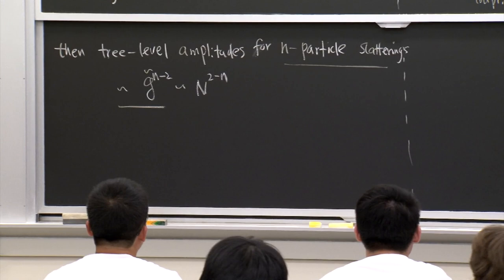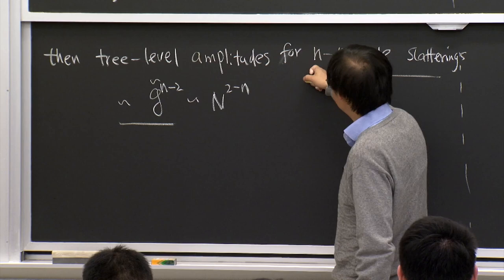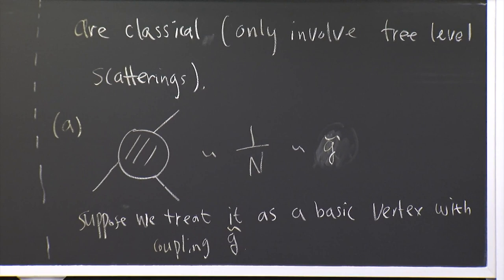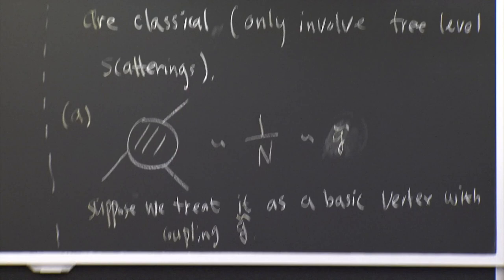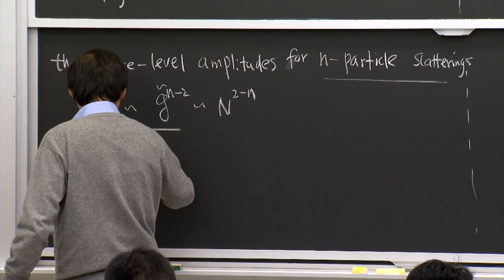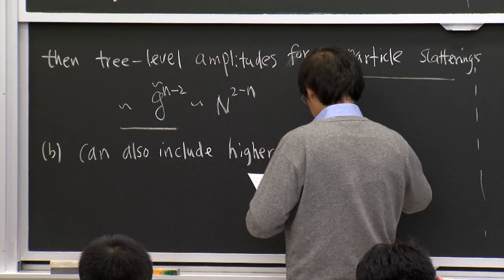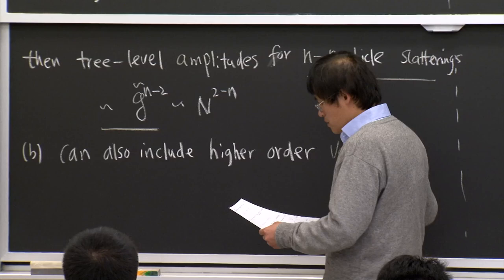So this behavior is consistent with interpreting it as a tree. But you don't actually have to assume the basic 3-point vertex. You can also include higher order vertices, but the vertices which you include should be consistent with this scaling.